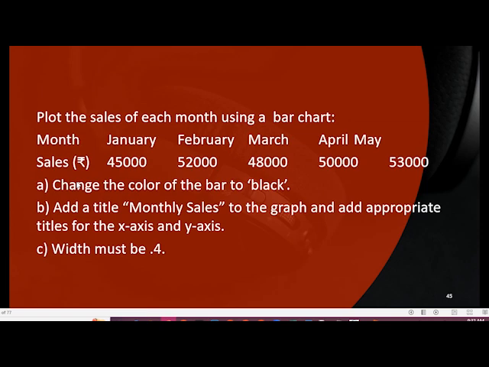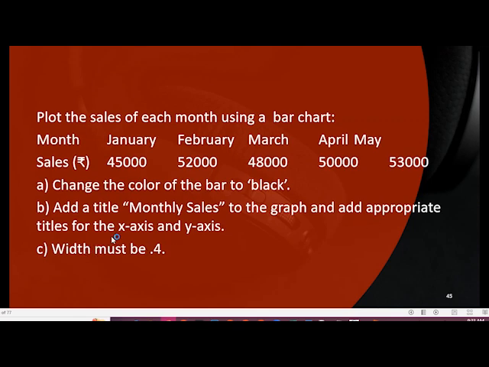Now next, how to plot? What is the import command? First must be the import command: import matplotlib.pyplot as plt. Then month and sales. After that, plot the chart. How to plot? plt.bar, pass month and sales. And here, it is specified, change the color of the bar to black. So, which argument? The color argument to the bar function. Then add a title, monthly sales. So, which function must be used? The title function, right? plt.title, then pass monthly sales as the argument to the title function.